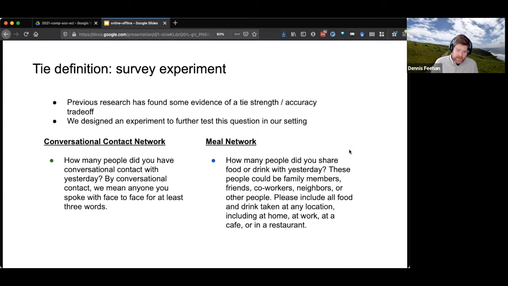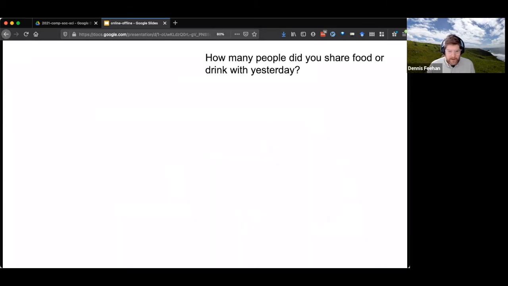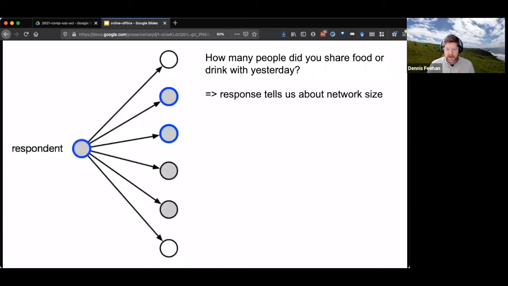So we're randomizing respondents to report about one of these two different types of network. And the difference between these networks is that we think that the strength of the tie will be greater with the meal network. Okay, so let's suppose that we pick one of these definitions. How do we make use of the information that we collect? Well, we asked survey respondents a question like, how many people did you share food or drink with yesterday? And let's suppose that the respondent reports 6. I shared meals with 6 people yesterday. That response tells us about how big the respondent's network is.